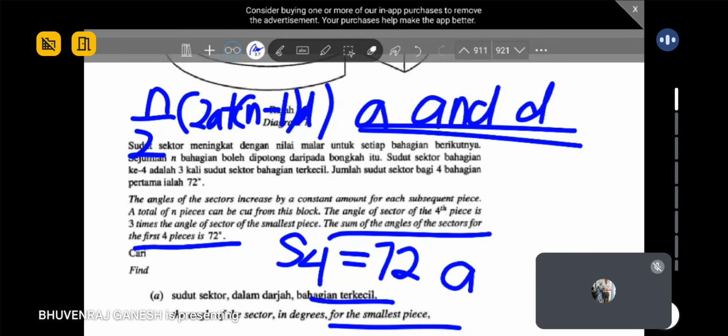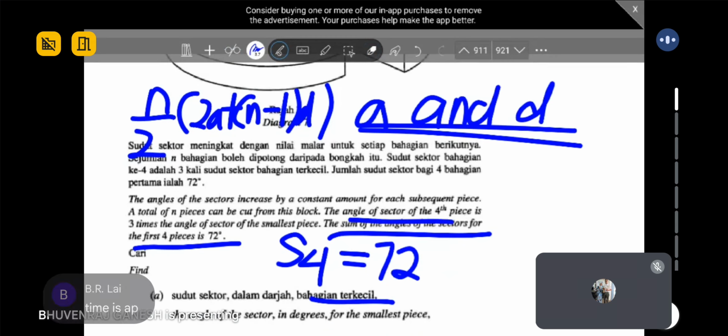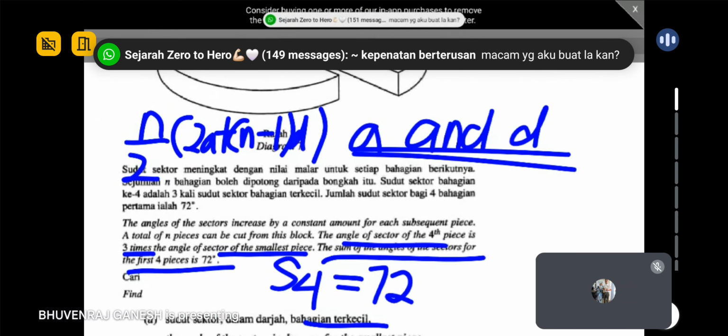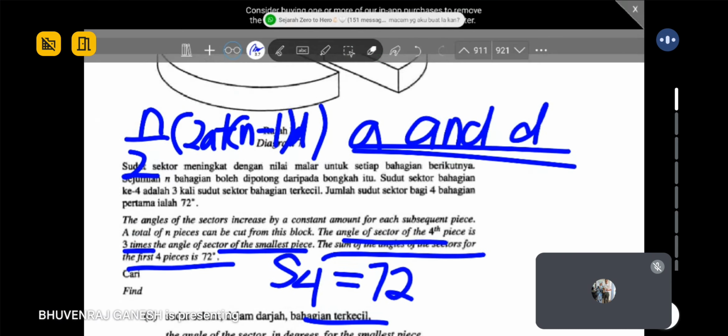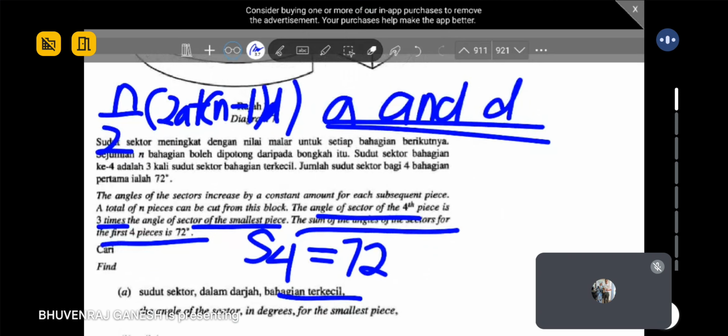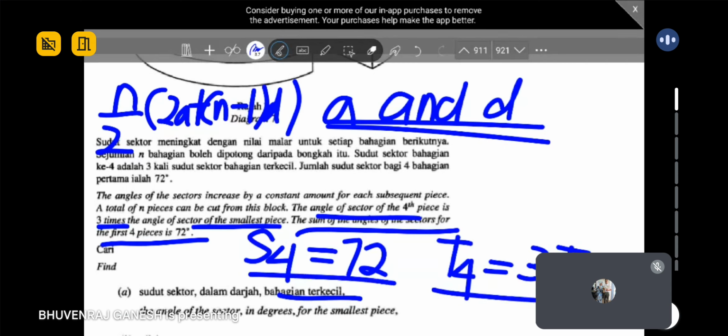Alright? And then the second information, you just refer over here. Okay? Fourth sector is three times the smallest sector. Okay, sector yang keempat tu tiga kali sector terkecil. So means that T4 equal to 3T1.